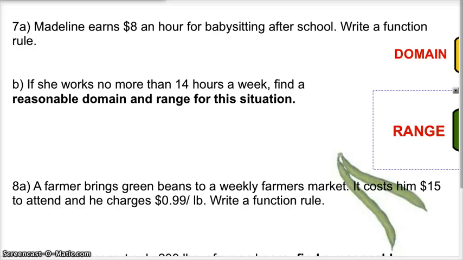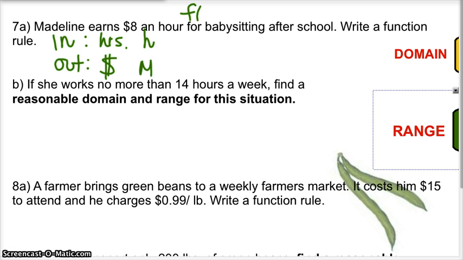Problem 7a. Madeline earns $8 an hour for babysitting after school. Write a function rule. Same as the previous problem, we need to determine what's going in and what's going out. She's earning money, and what she's putting into the situation is the hours spent babysitting. So hours is what she's putting in. The dollars amount that she earns is what's coming out. So I'm going to use an H and an M.